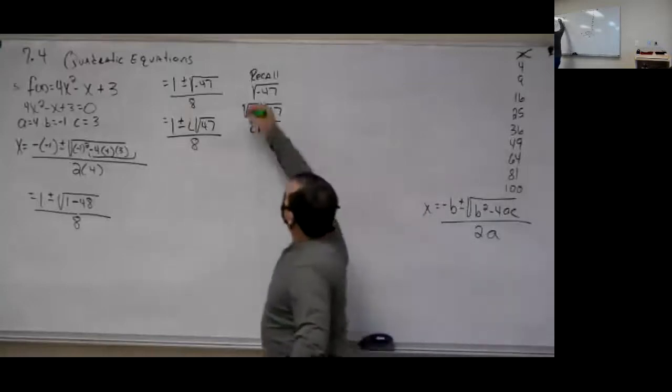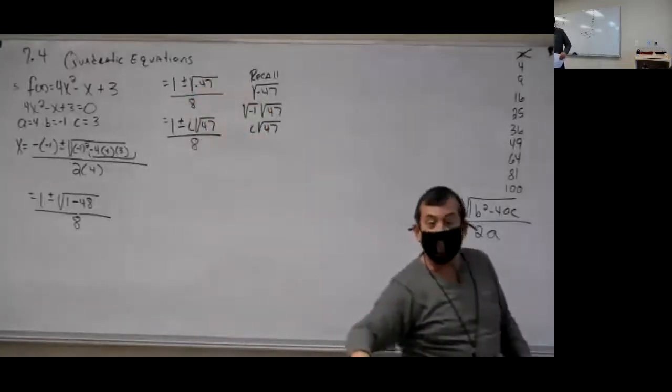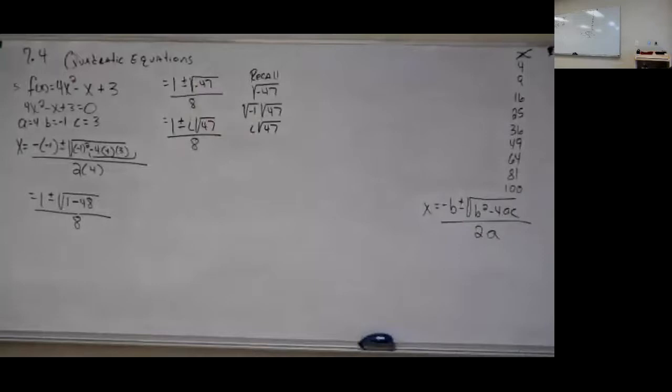So y'all, if this radical ends negative, you're going to have imaginary zeros. If it stays positive, then you'll have real zeros, okay?